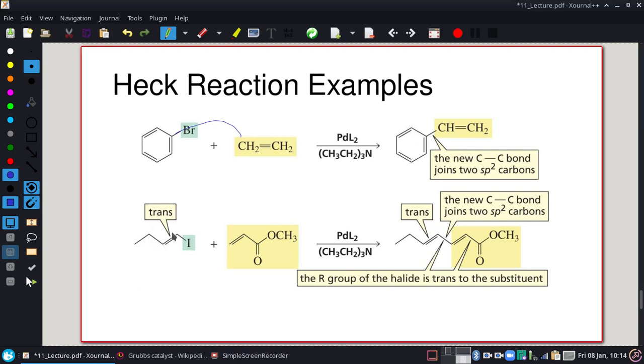See how our backbone zigzags where that iodine is? Well, this iodine is going to come off, and we're going to pull off this hydrogen, the hydrogen that's away from that big group. And that is going to be connected right there, so we keep that trans double bond going. You don't have to worry about it rotating or rearranging or becoming one of them cis. It's going to stay trans. Very predictable behavior in the Heck reaction.